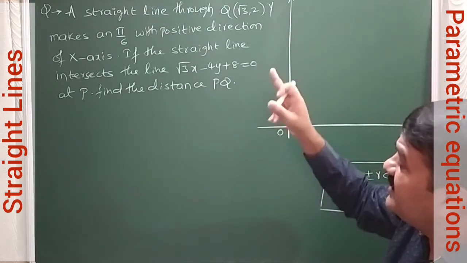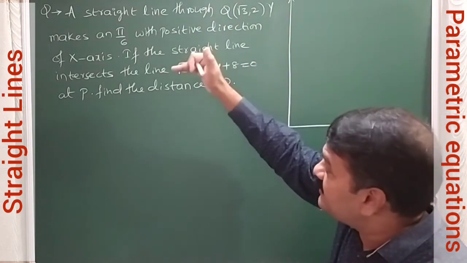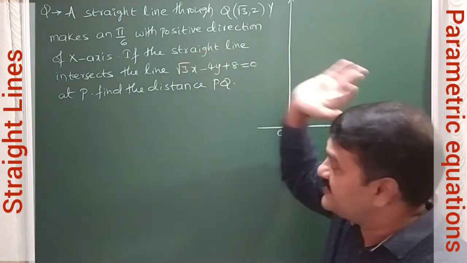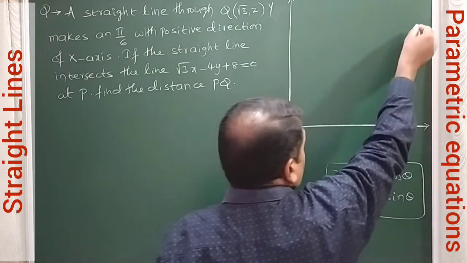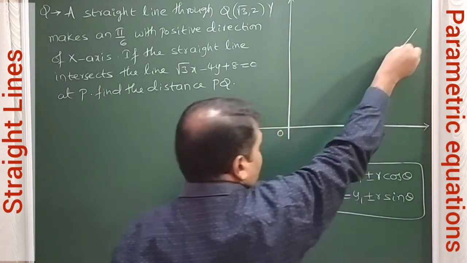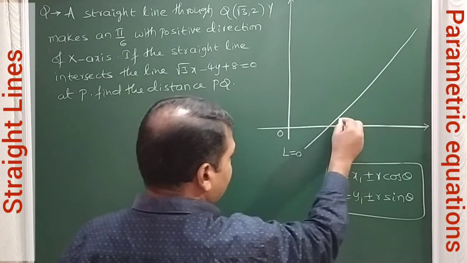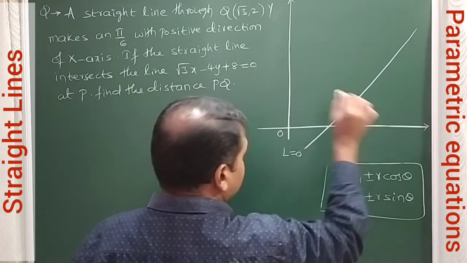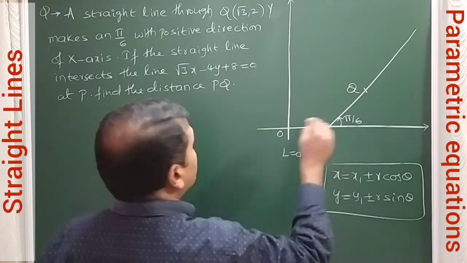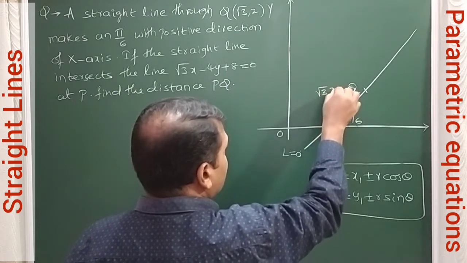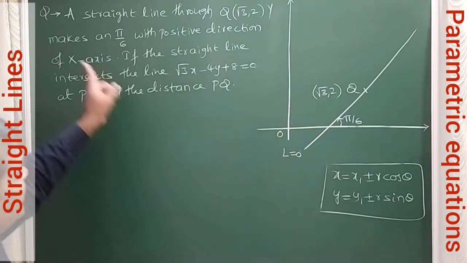So see the question. A straight line through Q, root 3 comma 2, makes an angle pi by 6 with the positive direction of x-axis. Means the straight line inclination is given as pi by 6. So let me take the straight line like this. The inclination of this line is pi by 6, and the straight line is drawn through the point Q, which is given as root 3 comma 2. Straight line through this point having inclination pi by 6.